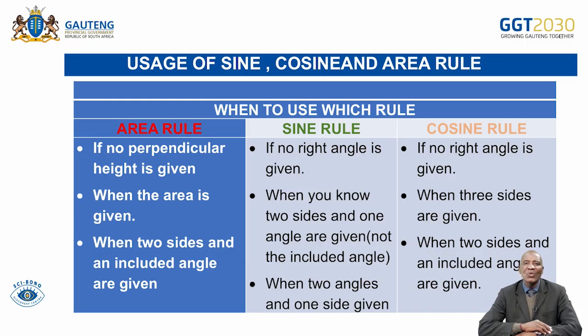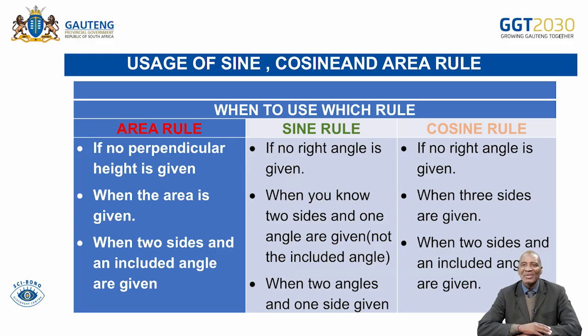Then the sine rule, when do we use it? If no right angle triangles are given. In other words, if right angle triangles are given, we resort to our trig ratios, that SOHCAHTOA acronym. You use the sine rule when 2 sides and 1 angle are given, not the included angle, it mustn't be an included angle. Or when 2 angles and 1 side are given, right?